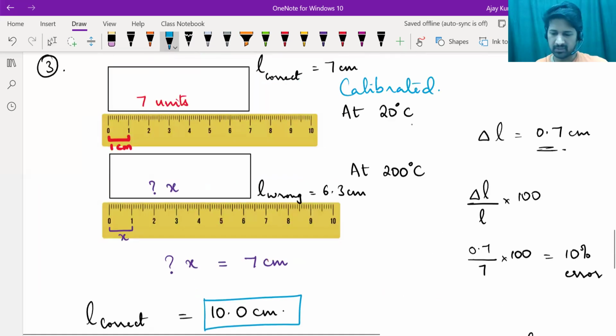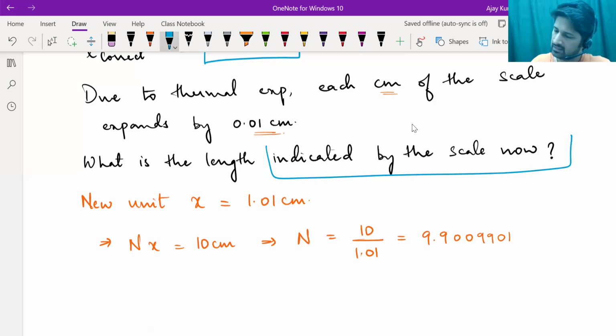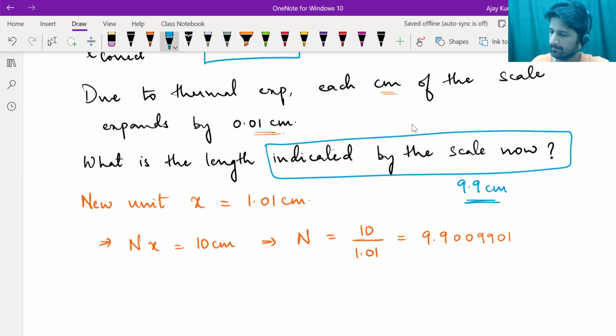Obviously, you can see the markings on a normal scale. On normal scale, centimeter numbering will be done. In between 2 centimeter numbers, millimeter markings also will be there. So 9.9 centimeters can be indicated by it. It can't indicate beyond that. It can't indicate other decimals. So the correct answer would be, what is the length indicated by the scale now? The correct answer would be 9.9 centimeters. Okay, that's the nearest marking on the scale which will coincide with the edge of the object.